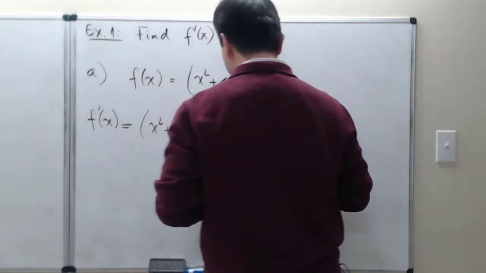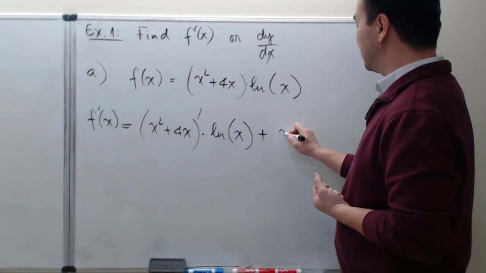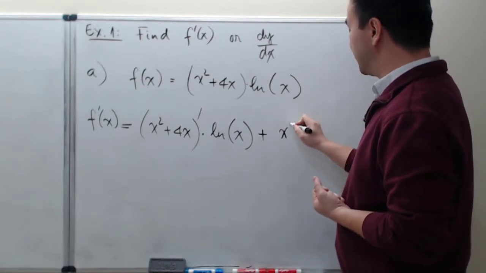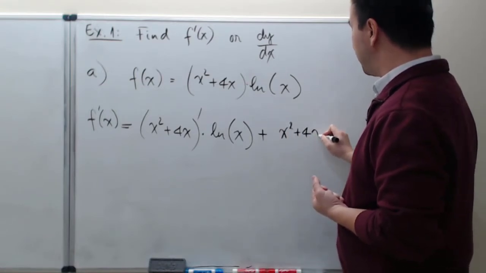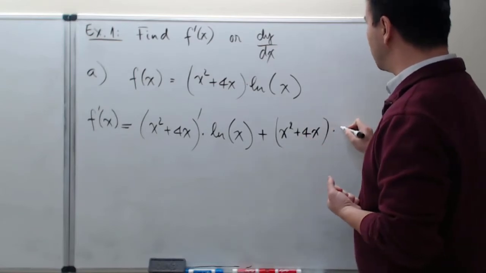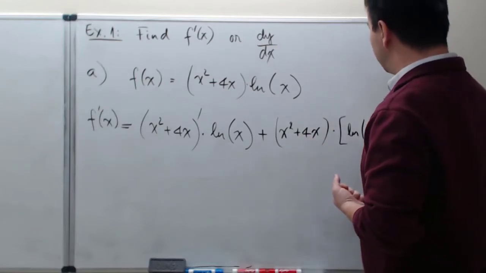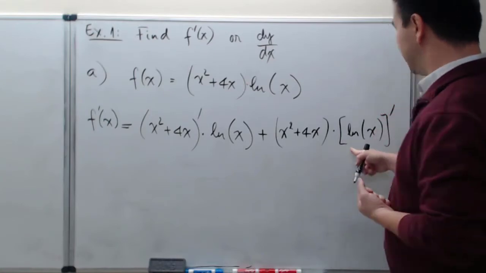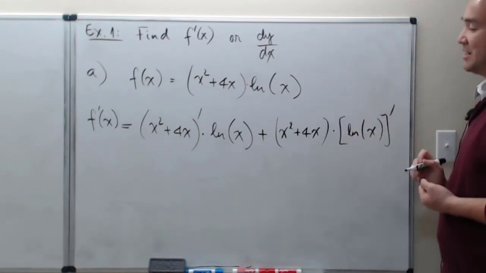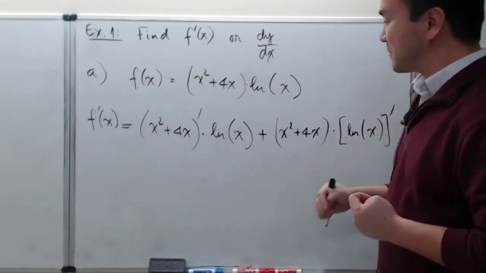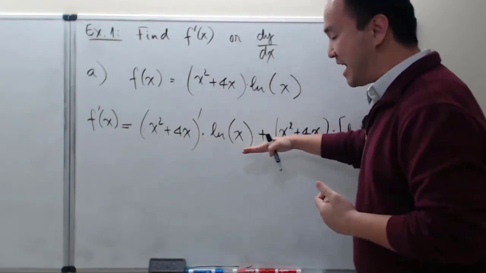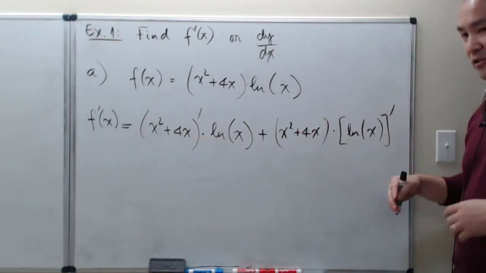And just like that, the next part of the product rule says we keep the first factor the same, but multiply with the derivative of the next function, which is natural log of x. And that's how we laid down the product rule and got ready for the real action.